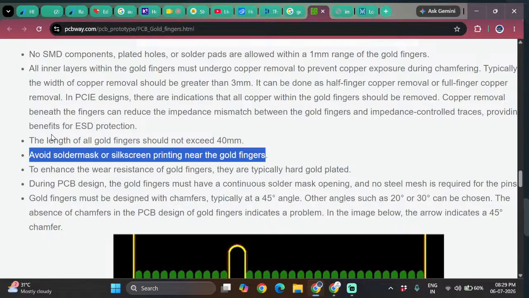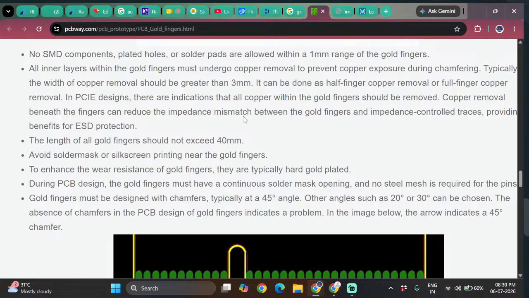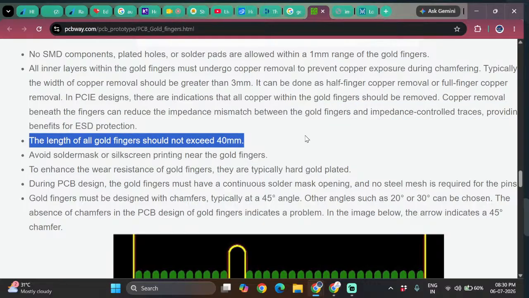And the overall length of the gold finger should not exceed 40 mm. It should be less than or equal to 40 mm, but should not exceed it. If it exceeds 40 mm, it violates the characteristic impedance rule and triggers many DRC errors. Signal transmission becomes hard, and it is not reliable for high speed communication. So many complications would be there.